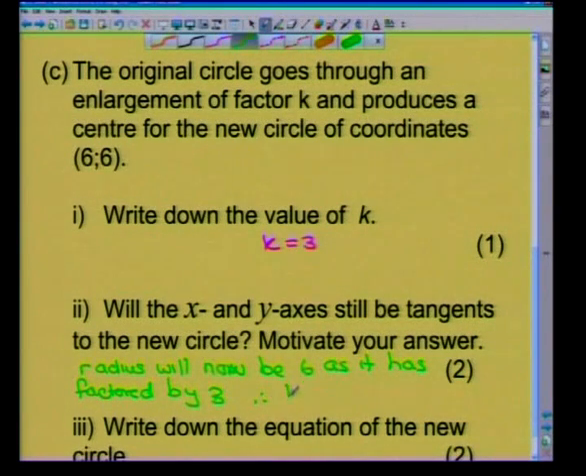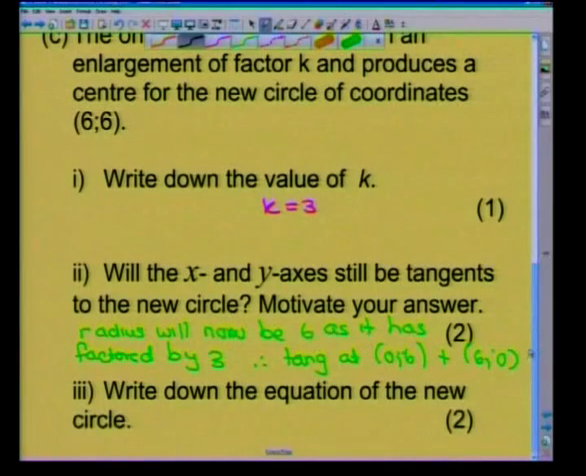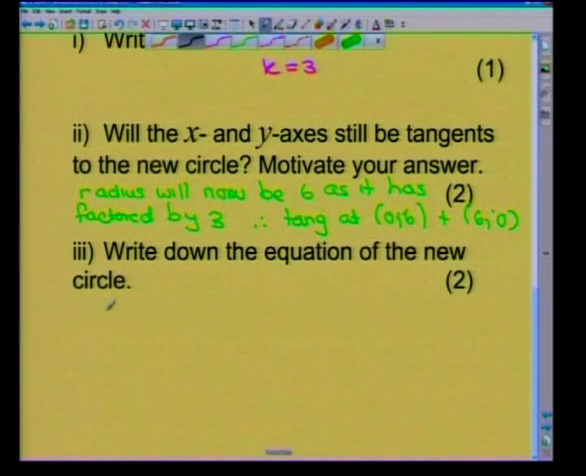Therefore, tangent at (0, 6) and (6, 0). And that's enough because it's only 2 marks that they're asking for here. Right, now it says write down the equation of the new circle. Well, we know what its centre is.